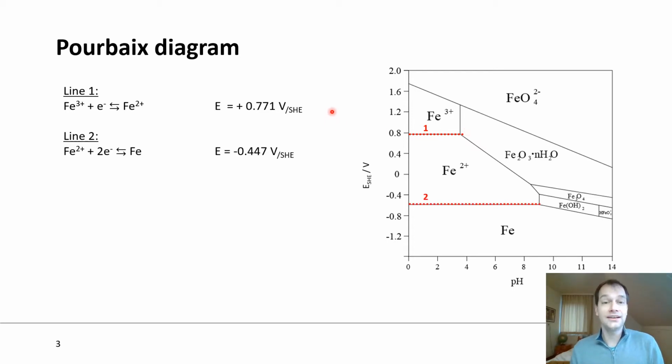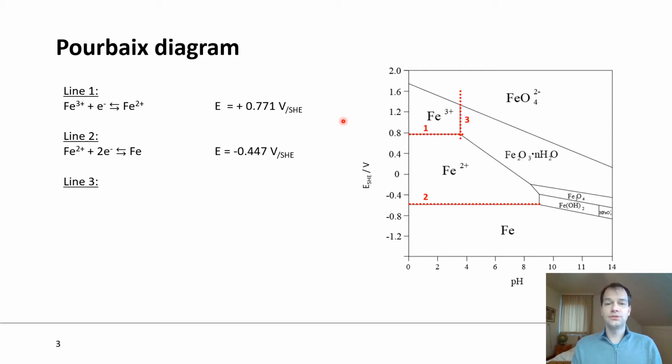Now let's have a look at the second line here. Another line that's relatively simple is the transition from iron to iron 2, according to this reaction. Also for this reaction you can look up its standard equilibrium potential, which is minus 0.447 volts versus the standard hydrogen electrode. And indeed you find it here at the place where you would expect it. So these horizontal lines are quite straightforward, but you see there are more lines in this Pourbaix diagram that are not horizontal. So how do you get these vertical and tilting lines?